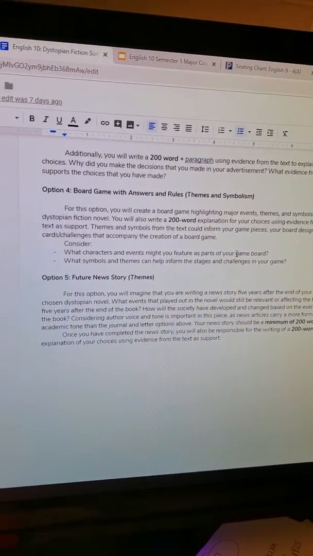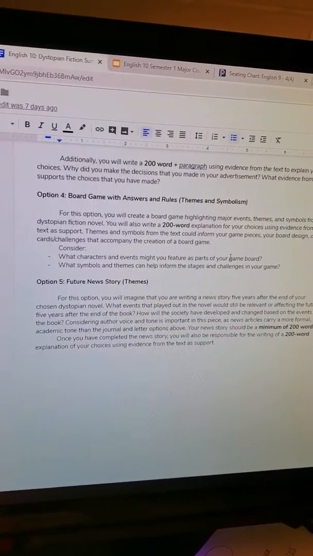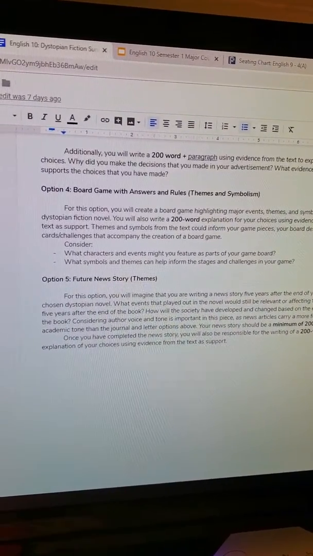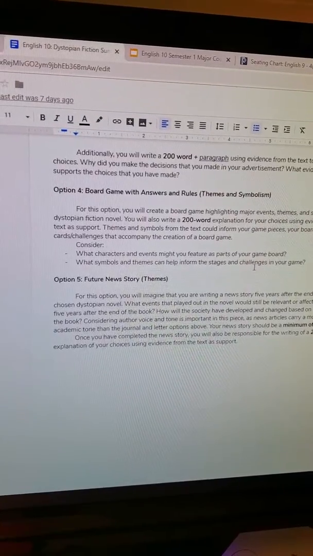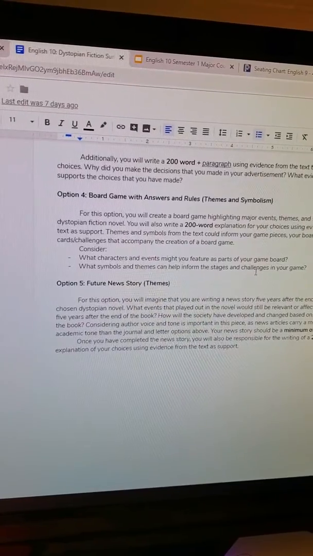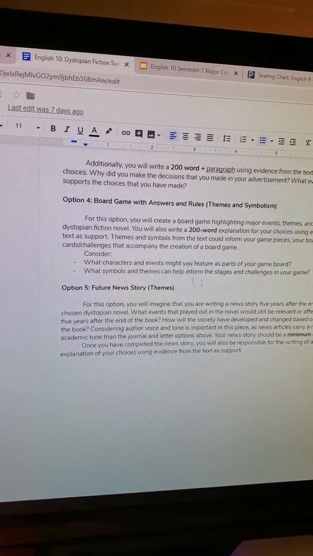Then you've got the 4th option, which is you could create a board game with answers and rules. The board game would highlight major events, themes, and symbols from the novel. And then you're going to write a 200-word explanation for your choices. So why did you decide to include that symbol in your game board? What does it mean? What are you saying? All of those good things.